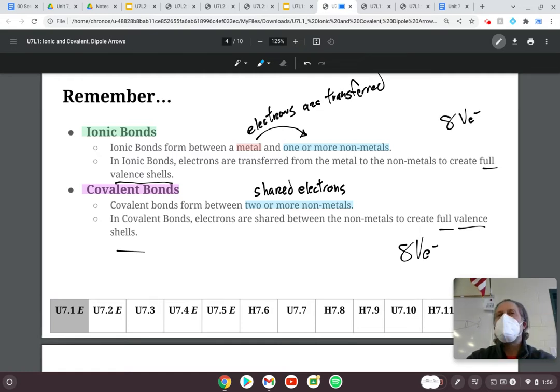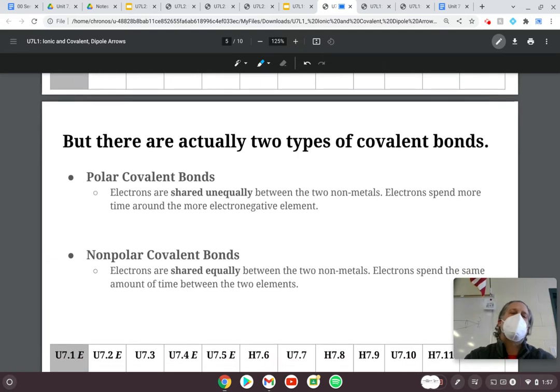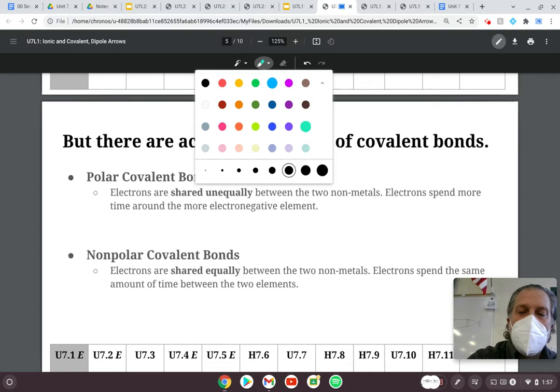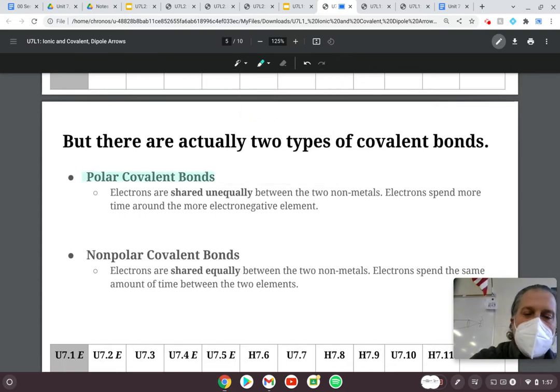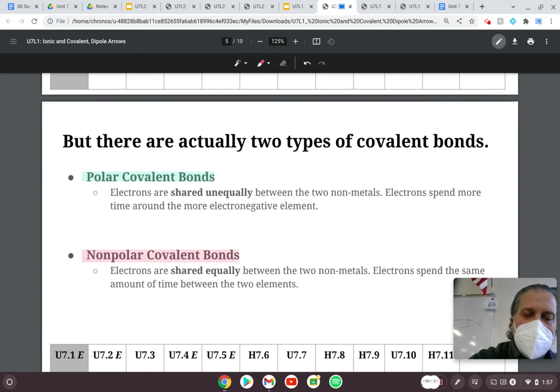So we have ionic bonds and we have covalent bonds. And of course, we can't leave things in chemistry quite that simple. So we have to make them slightly more complicated. So we're going to talk about how covalent bonds are a little bit more complicated right now. Because there's two types of covalent bonds. There is the polar covalent bond, and there is the nonpolar covalent bond.